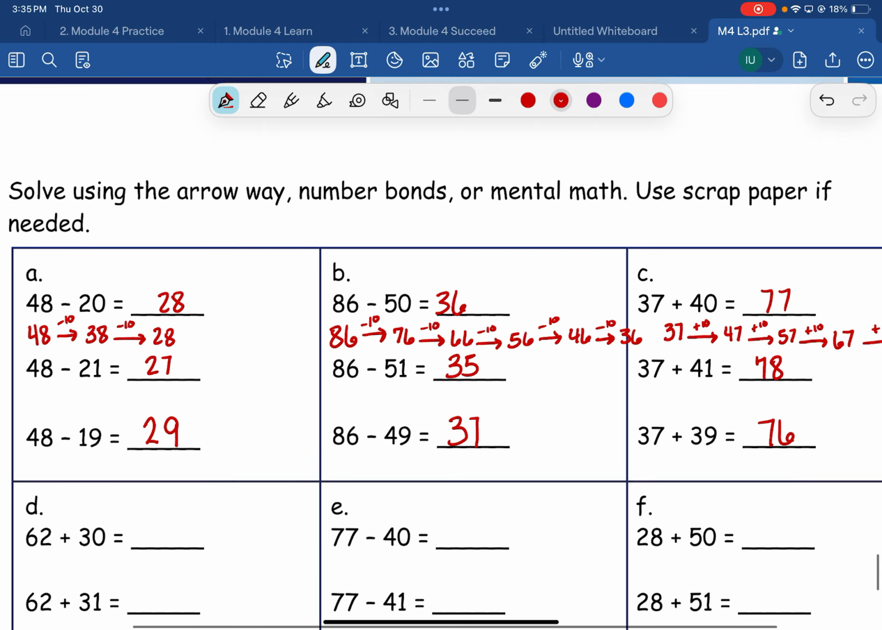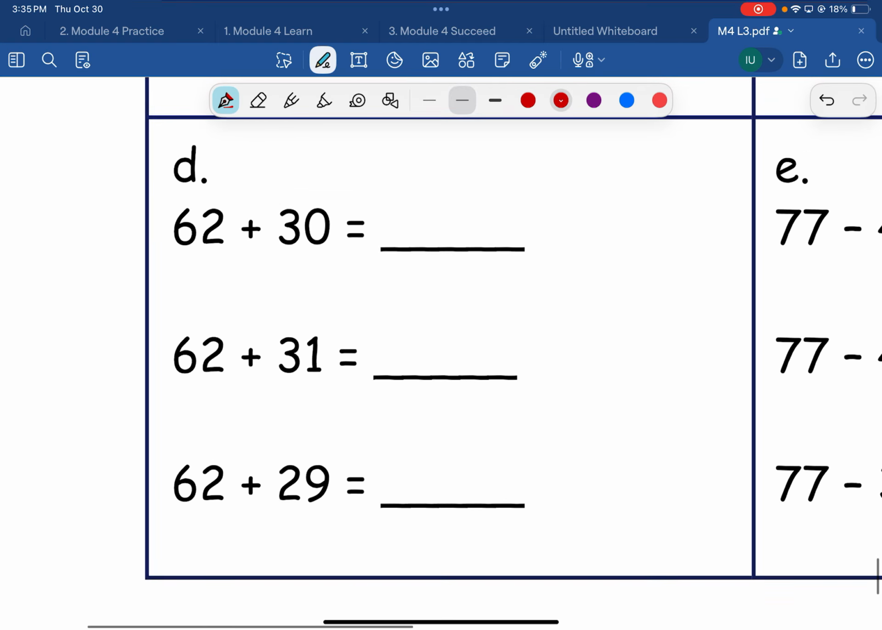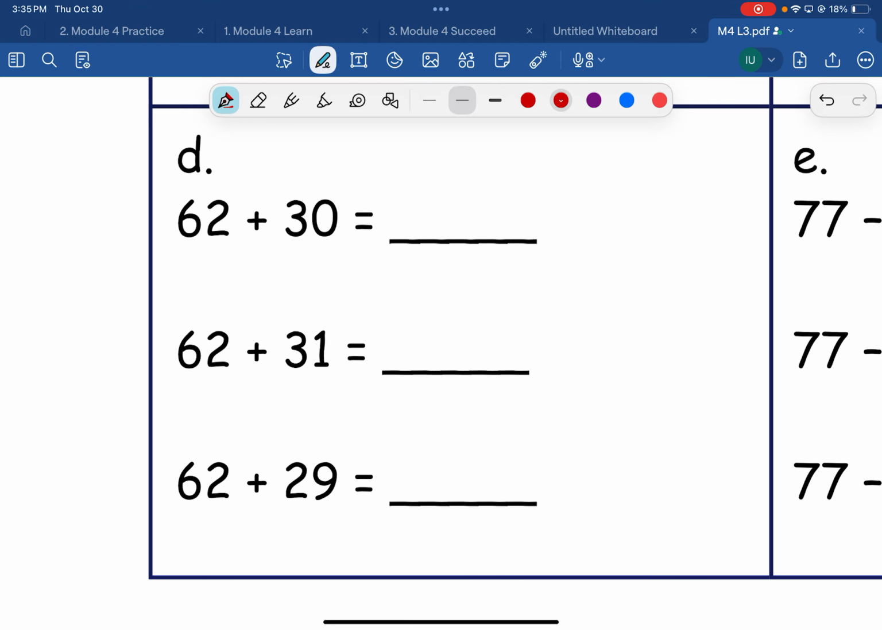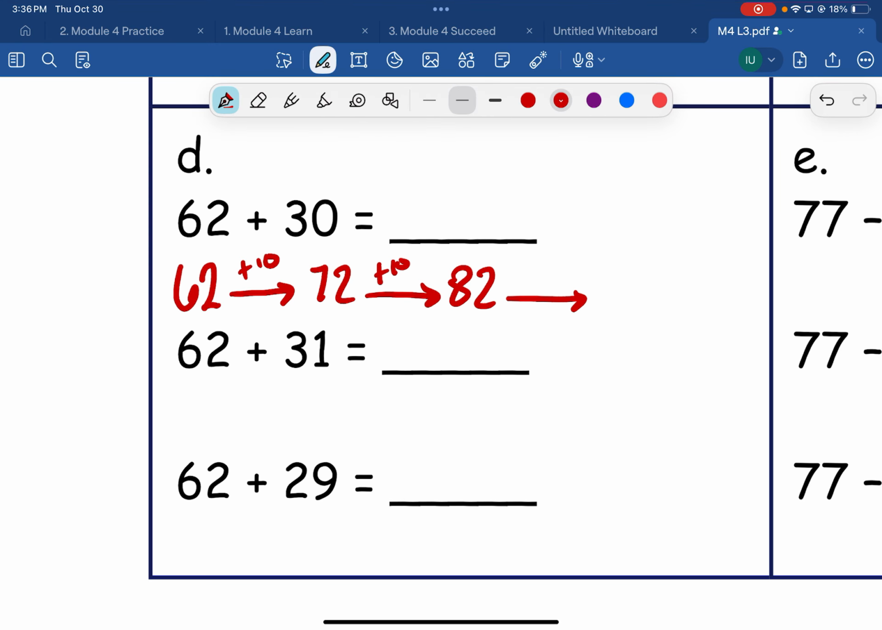Okay, let's try this one. 62 plus 30. We're going to start at 62 and we're going to add 3 tens. So 10, that is 72. 72 plus 10, that is 82. 82 plus 10, that is 92. Your answer is 92. 62 plus 30 is 92.